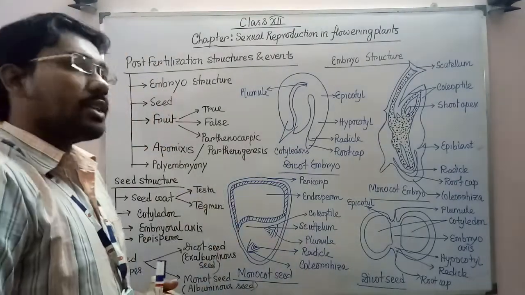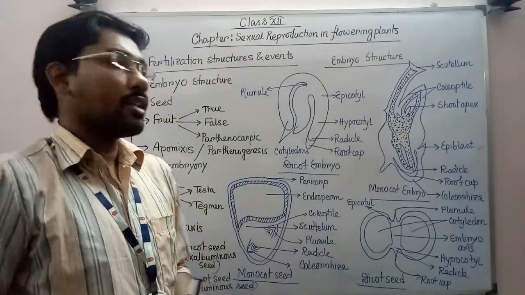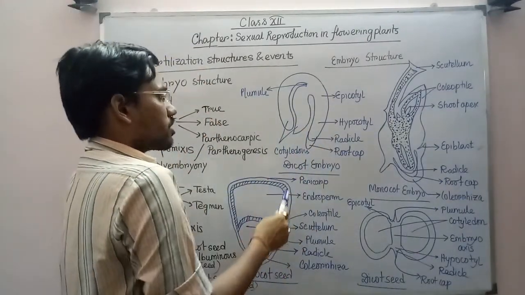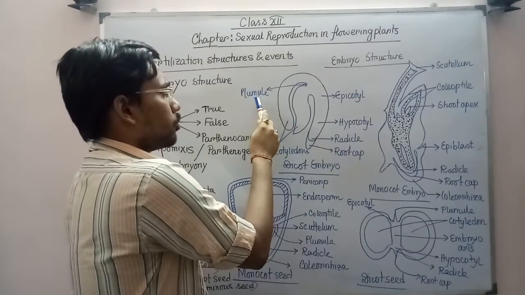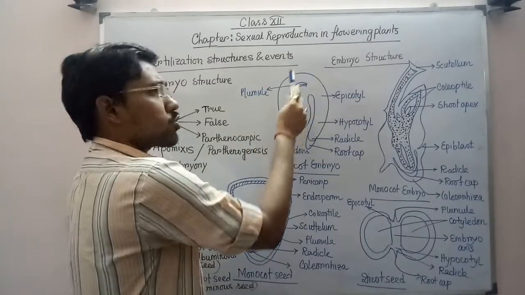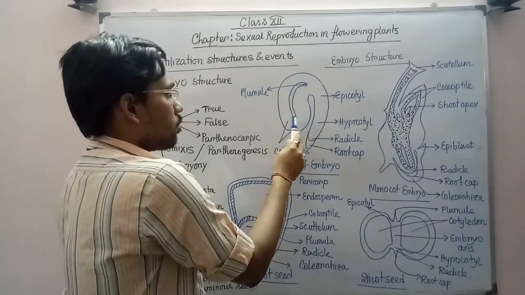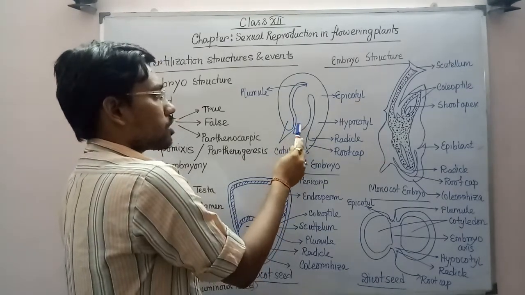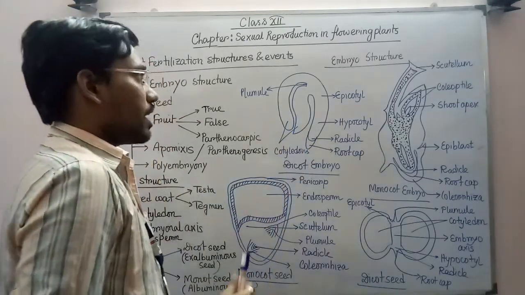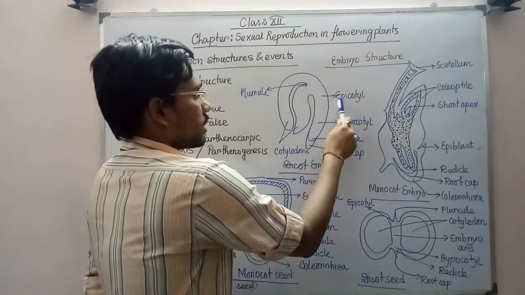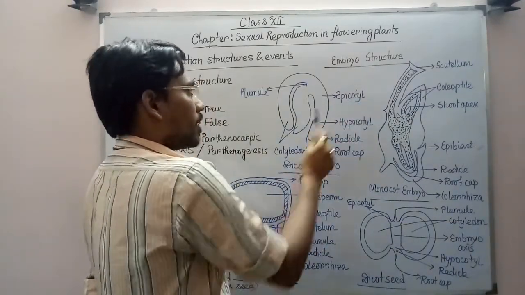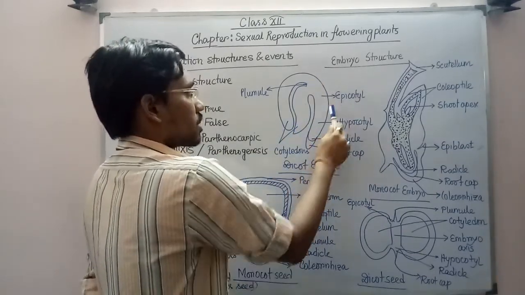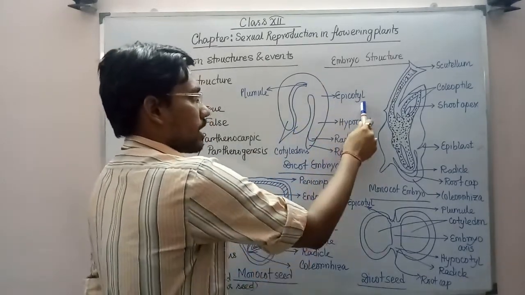First of all, within the dicot seed, if you enter, you will see this kind of embryo structure. In this embryo structure, first of all this is the plumule. Plumule means from where the shoot is growing. These two are the cotyledons, because this is a dicot embryo, so these two portions make the cotyledons. Next, this specific portion is commonly known as epicotyl. Epicotyl means the portion which is present above the cotyledon. That's why the name epicotyl has been given.